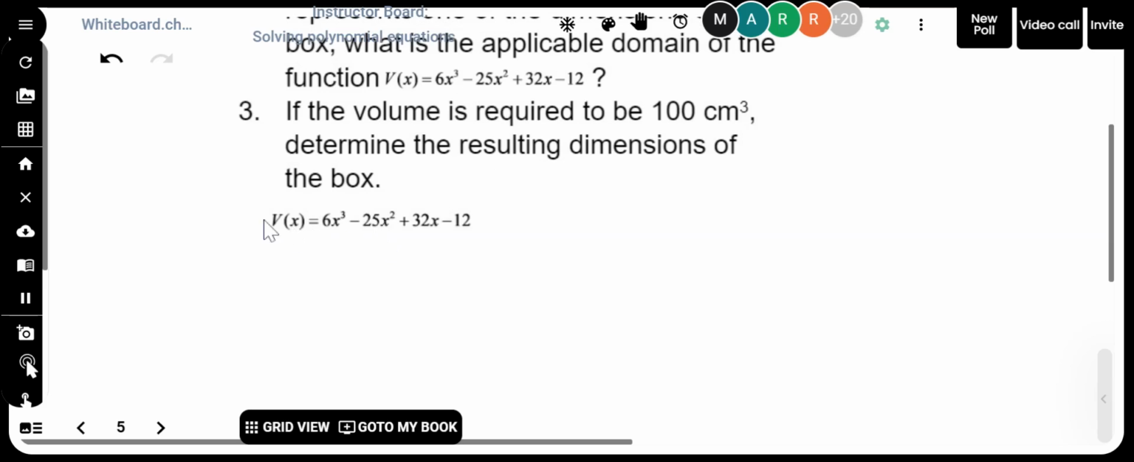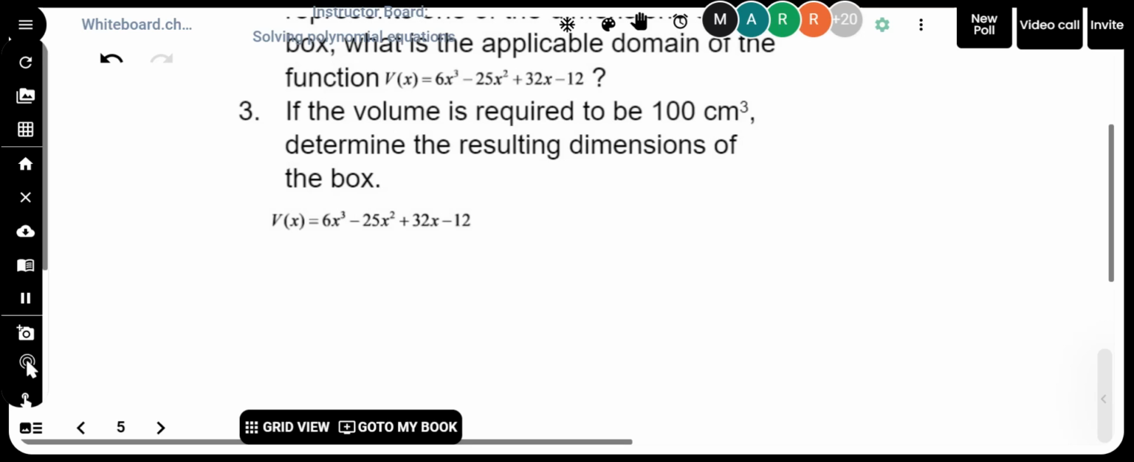Okay, so here is our volume function. V of x is 6x cubed. It's a cubic function. And you would expect it to be cubic, because if you're going to get the volume of a rectangular prism, you're going to take length, width, and height. That's how you get volume. All right.